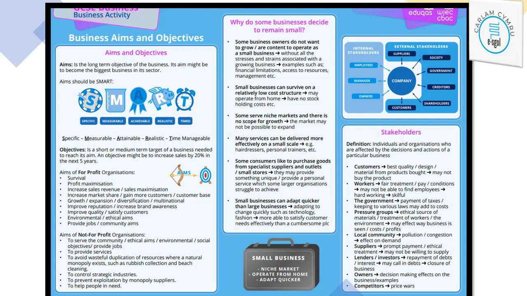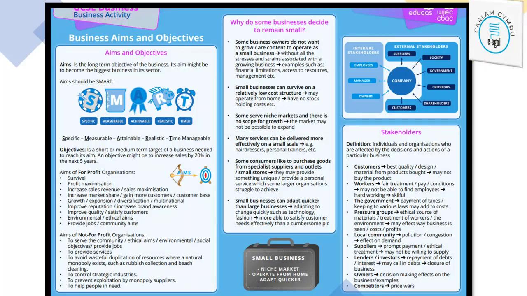Improve reputation. It might be to improve quality, it might be to be more environmentally friendly or ethical, or it might be to provide jobs in the local community. So those could be aims for a potential profit organisation.